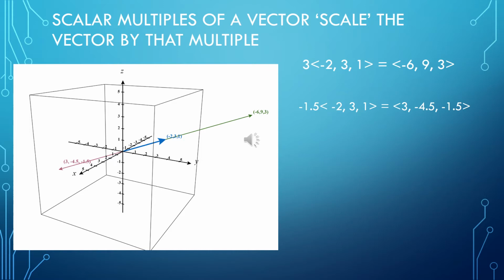So notice that that scalar multiple creates a vector that's 180 degrees from the vector that you are multiplying. It's shown in the image as a purple vector. So 3, -4.5, -1.5 is 180 degrees in direction from -2, 3, 1. But it's also scaled 1.5 times longer than -2, 3, 1. So you could see it is a little bit longer than -2, 3, 1.